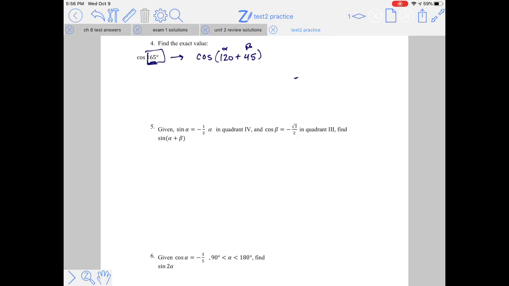Can I actually see your copy real quick? So, on your reference sheet, the sum and difference formula is right here above your unit circle. Cosine, for example. You see where it says cosine alpha plus or minus beta? The plus is on the top and the minus is on the bottom. You see what I'm saying?